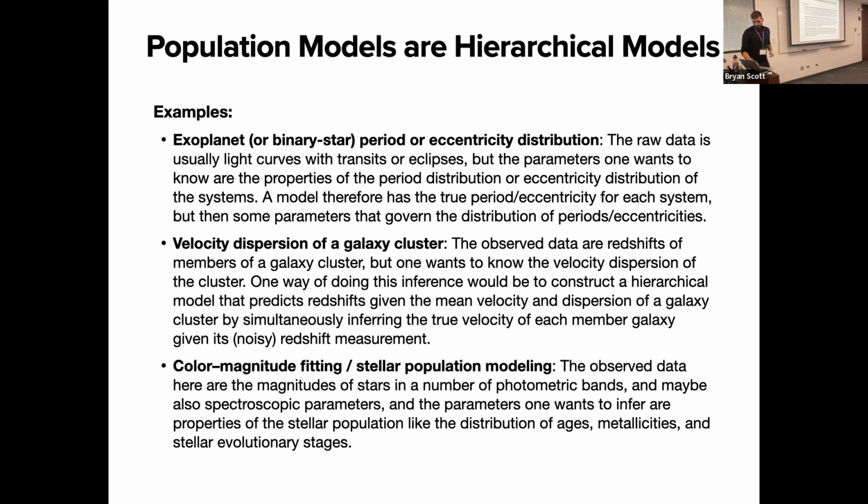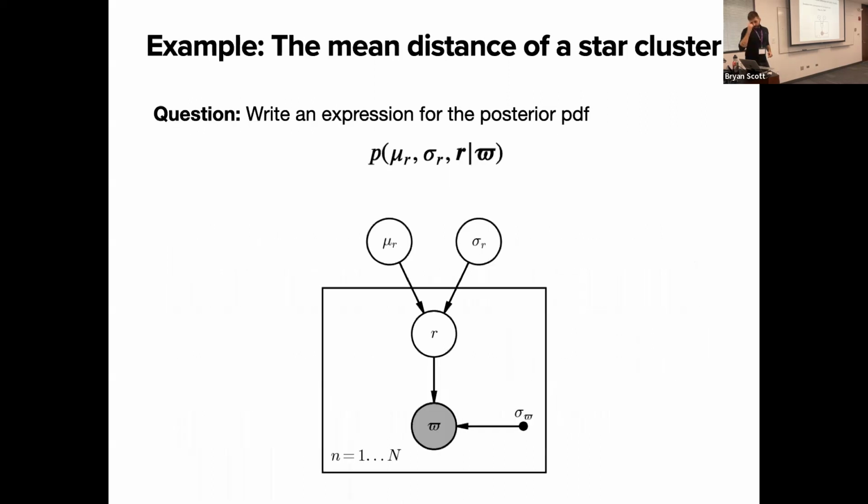That's just another example. Related to those two things, we're going to think about an example here, which is kind of an extension of the model that we thought about yesterday, where we observe a parallax and want to infer the distance to that star or object. Now we're going to think about observing a bunch of parallaxes. So now we have a bag of parallax measurements for a bunch of stars.